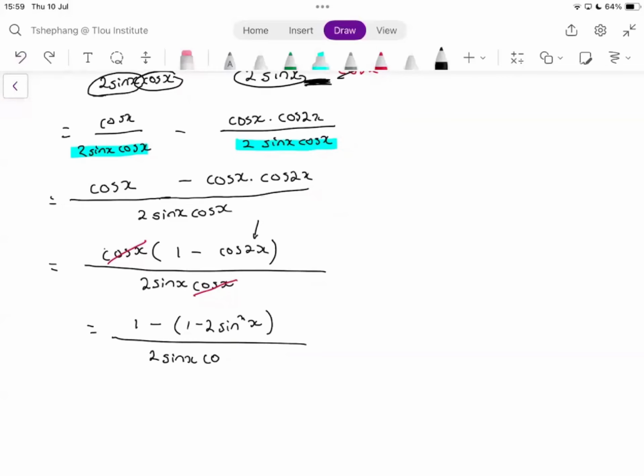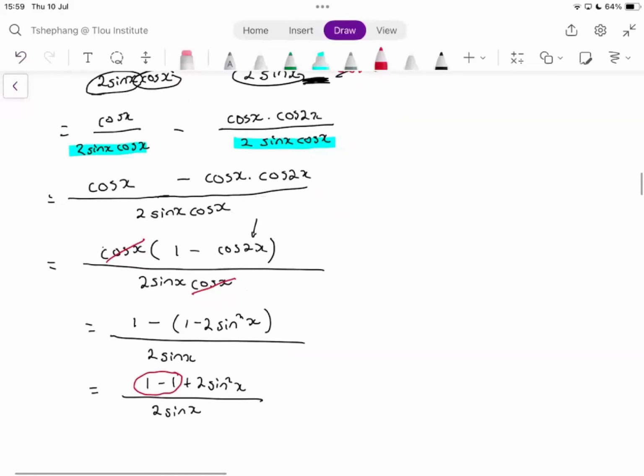No, sorry. The cos we have dealt with, it's not there anymore. And this is 1 minus 1 plus 2 sine squared x over what? Over 2 sine x. Now, these two will deal with each other. 1 minus 1 is just 0. This 2 cancels that 2. One of the sines cancels the sine down there, and the final answer is sine of x. This means that the left-hand side is equal to the right-hand side.